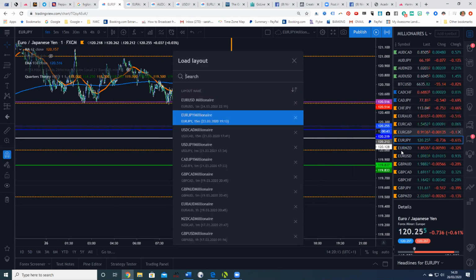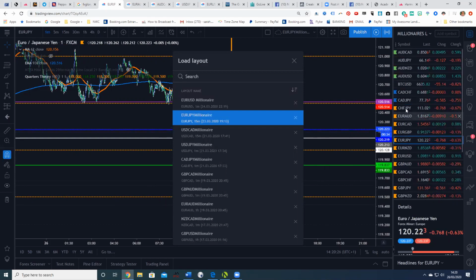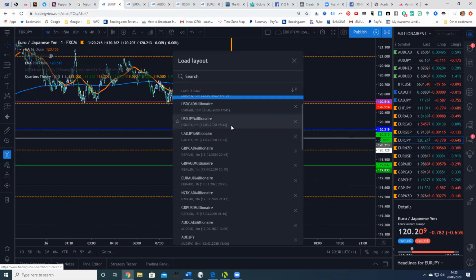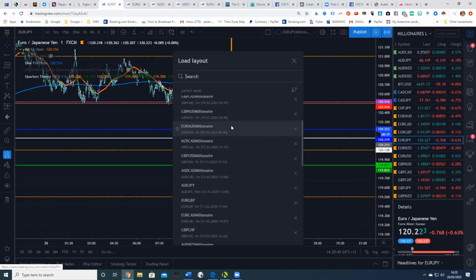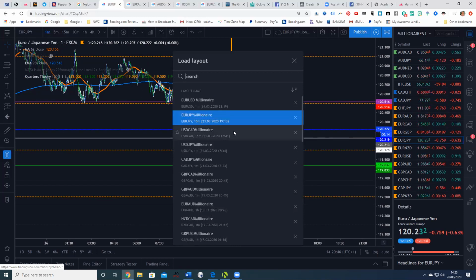So the orange ones are all London pairs. The green are all Tokyo, and then further down there's some blue ones for New York. Anything with Canadian dollar and US dollar in would be a New York pair. So let me just find USD CAD. And it was a 1 hourly, so you want to go to the same time frame.